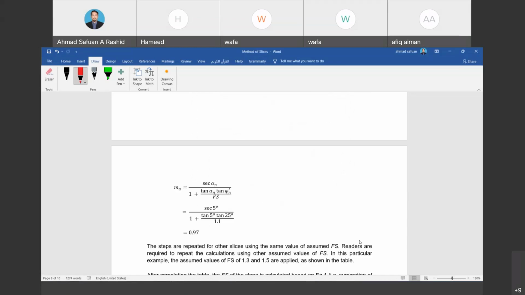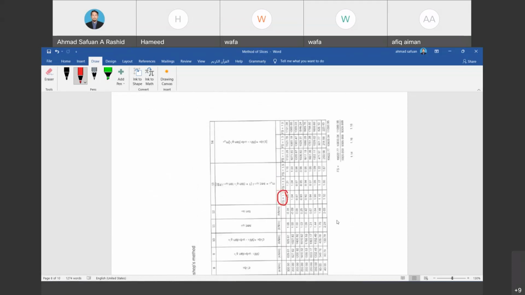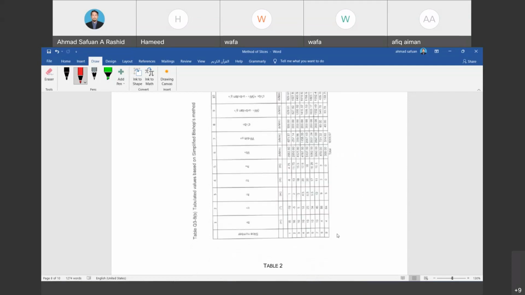But when we look at the calculation, there is no calculation shown. So when we consider 1.1, then we solve all the equations, and Dr. Kamarudin obtained 1.14. Then he continues by assuming the factor of safety is equal to 1.3. Based on the calculation, by dividing the resisting moment with the driving moment, he obtained 1.16. Later on, Dr. Kamarudin increased the factor of safety to 1.5 and obtained 1.18. So this is the procedure for the simplified Bishop method.